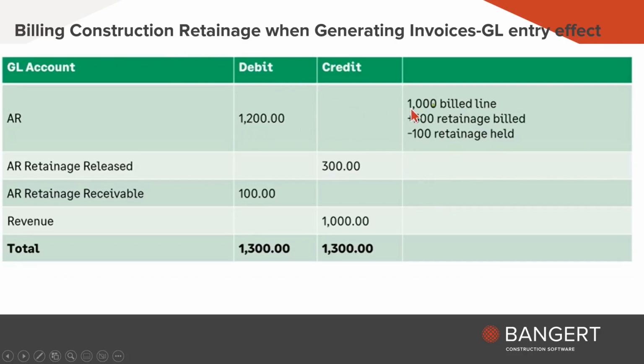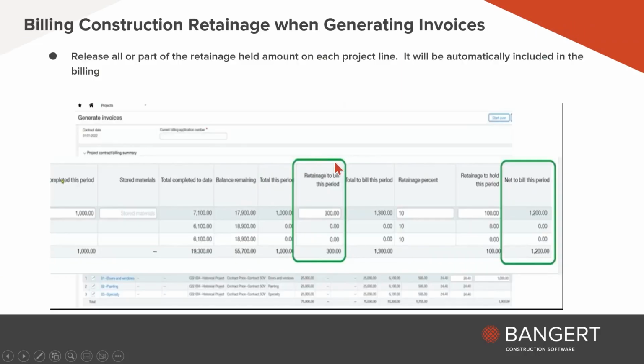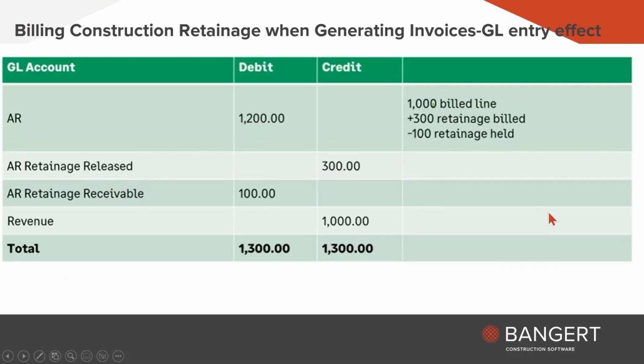And then this would just show the general ledger effect of the prior screen. The retainage, $300 they're releasing. They're holding $100 more. They're generating $1,000 in revenue net, and the $1,200 in AR to debit. Okay, so this is the GL effect of this prior screen right here on this top line. So really nice being able to do that all in one invoice now.